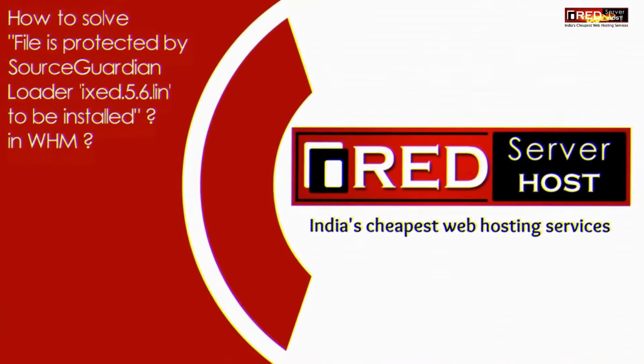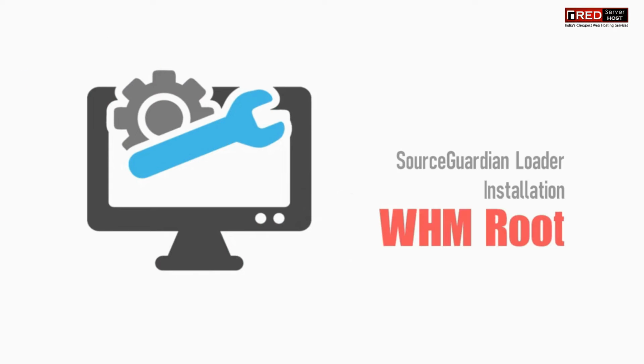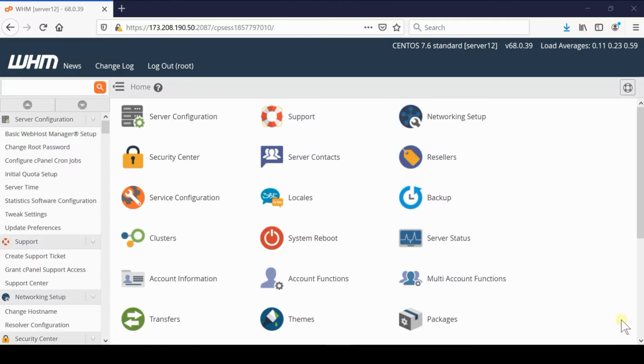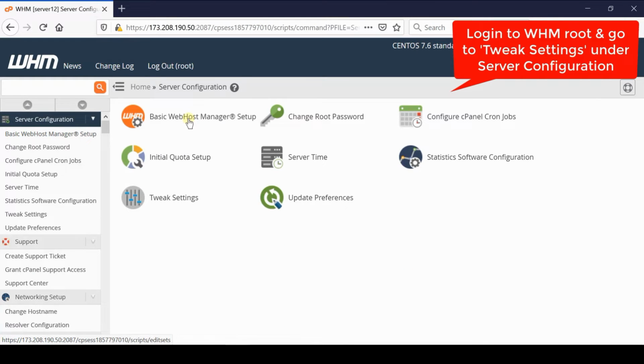Here in this video, we will show you how to solve the "file is protected by SourceGuardian Loader" error in WHM. Sometimes we face an error that is SourceGuardian Loader is not installed. In order to solve this, first of all, log into your WHM root and then go to Server Configuration.